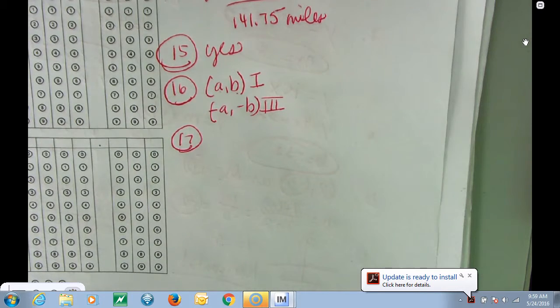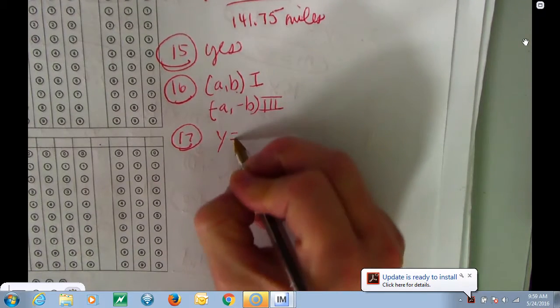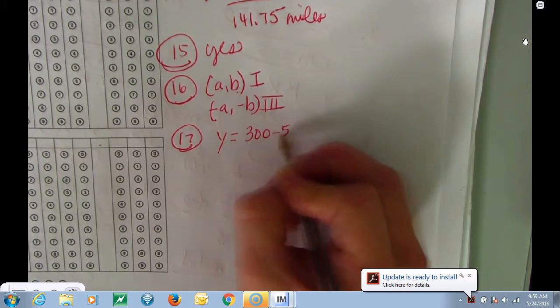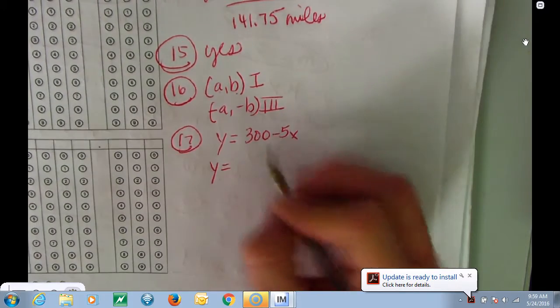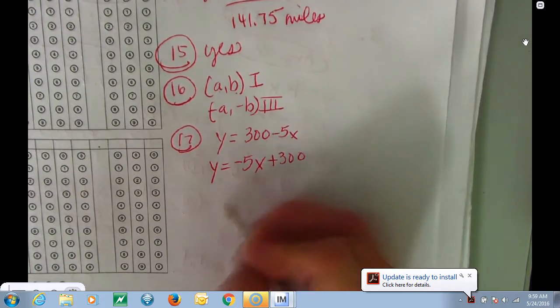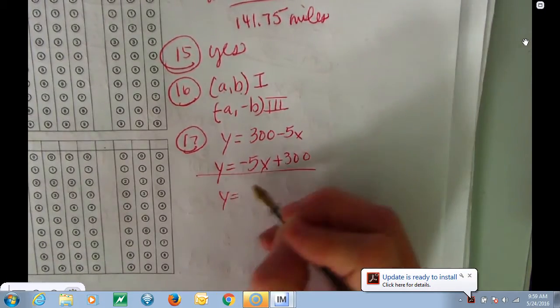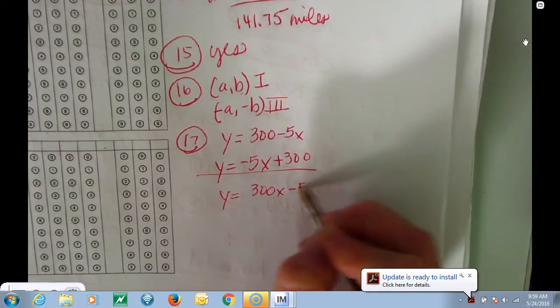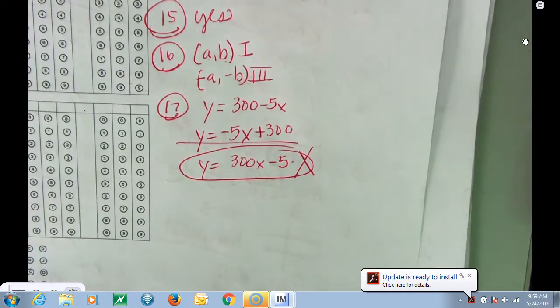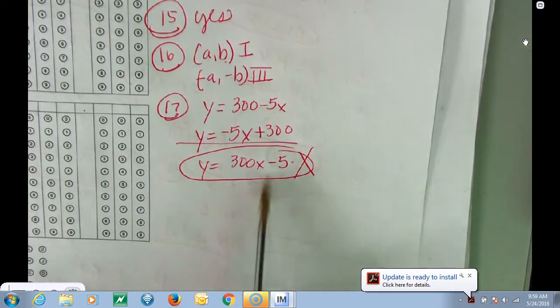Oh, a lot of you got this one right. I love it. Julia has $300 and spends $5 a day. Tell me how you wrote it, people that got it right. 300 minus 5x. Or, did anybody do it backwards? Negative 5x plus 300. Good. Do you know what some people put? Look. 300x minus 5. Yep. And look, this is wrong. I'm putting an X by it. That's wrong. What does that equation say?